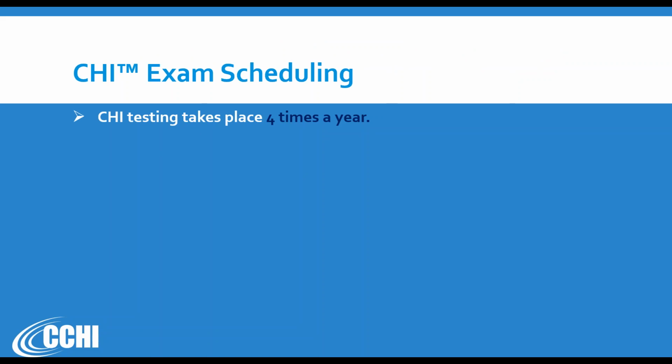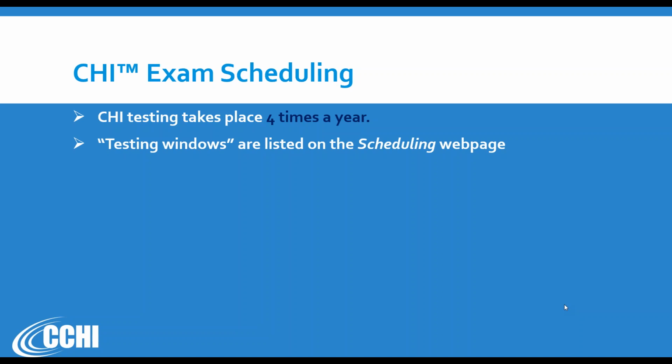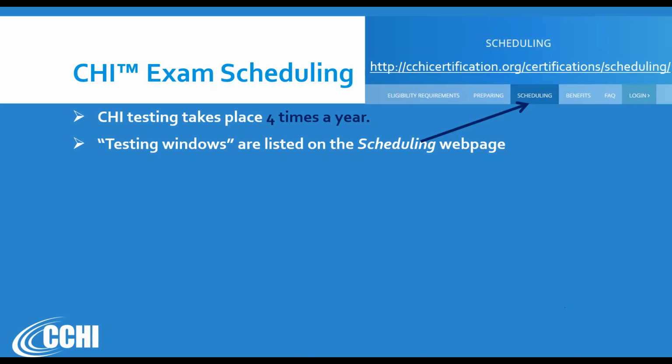Now, as far as scheduling the exam, as I mentioned earlier, it takes place 4 times a year, and we call these periods testing windows. That's the term CCHI uses, and they're listed on our scheduling webpage, which looks like that. So if you go to the menu and search for scheduling, that will take you there directly. But if you click on those buttons from certifications, you'll eventually get to the same place called scheduling.